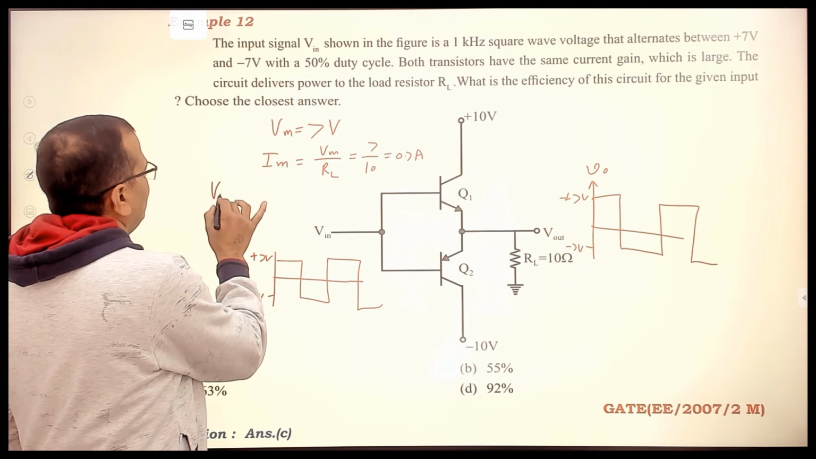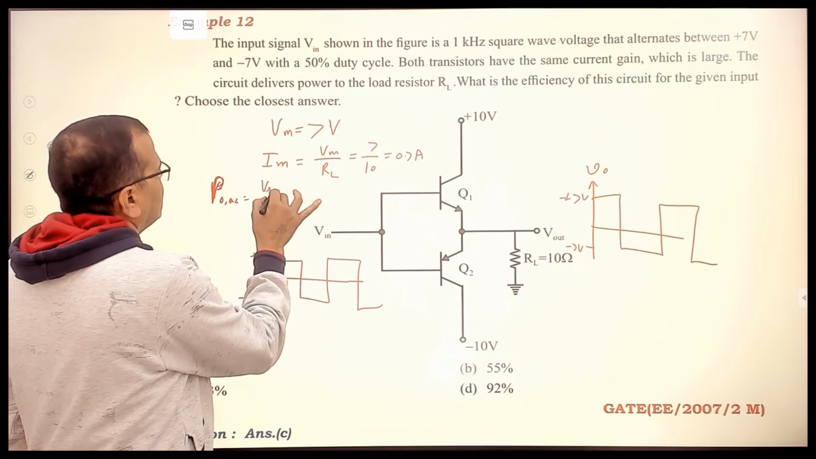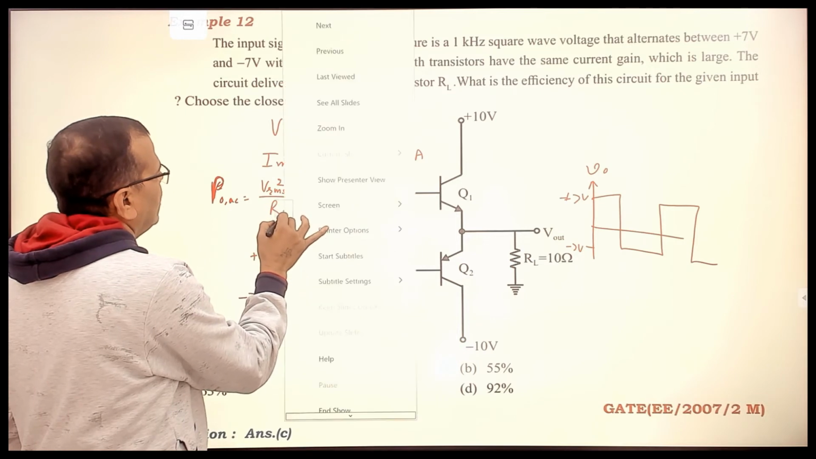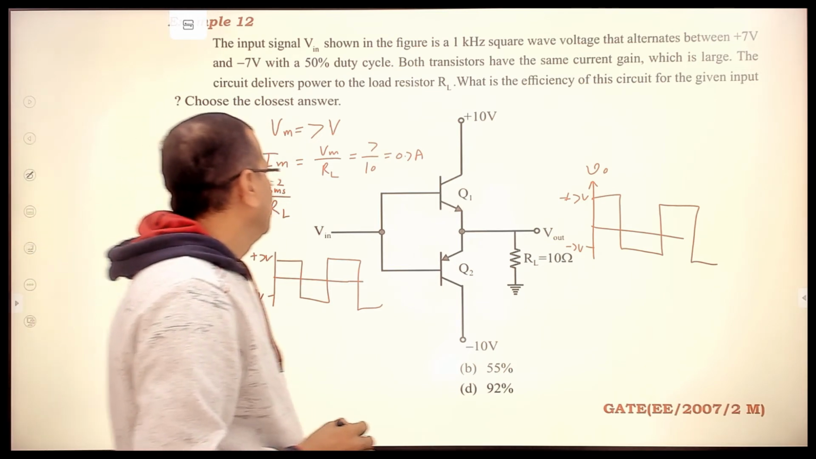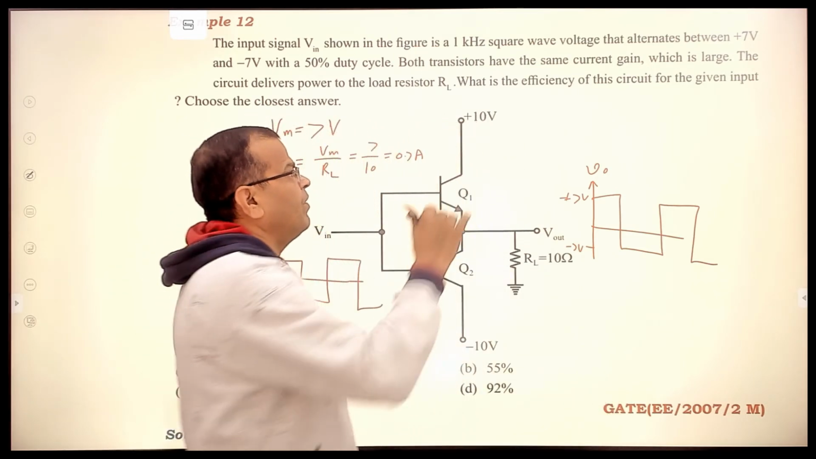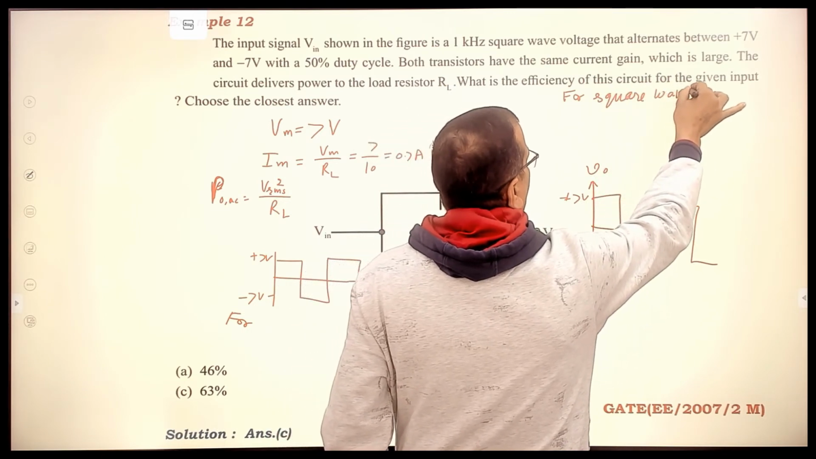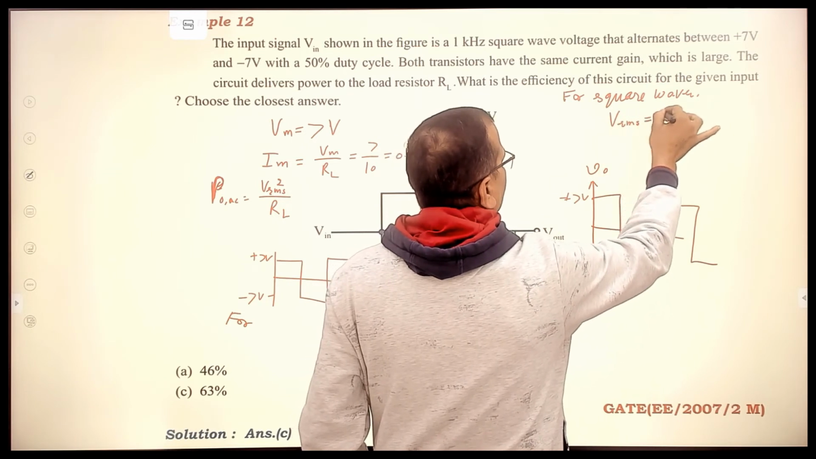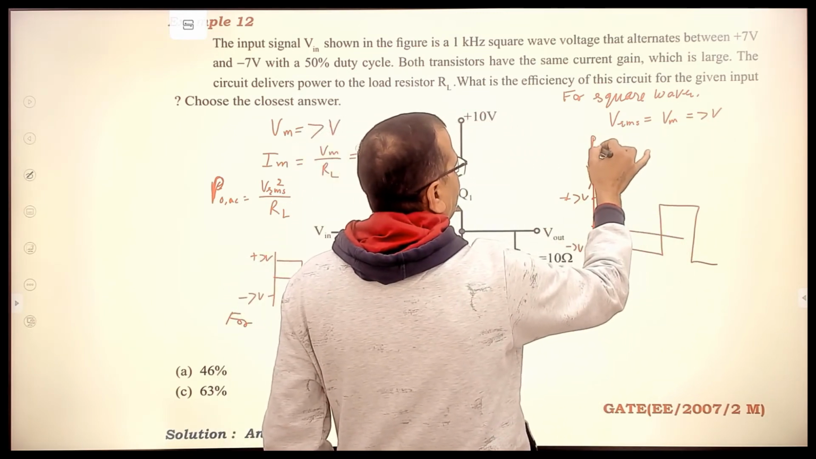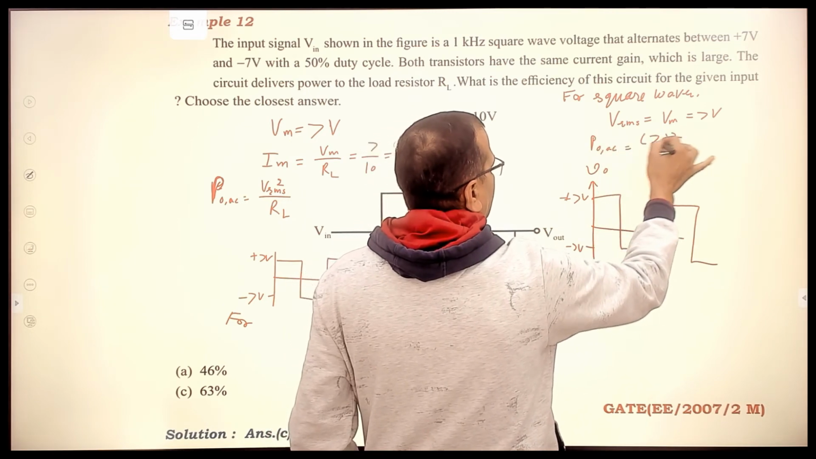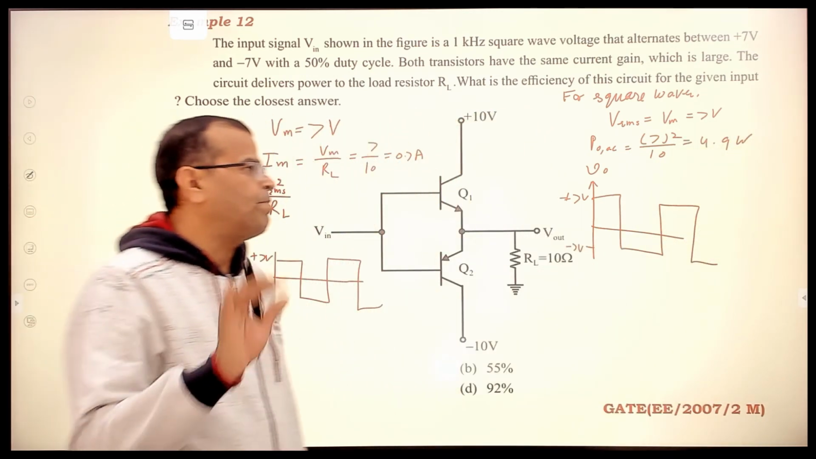Now, what is the AC power drawn? The output AC power, P naught AC, will be equal to VRMS square upon RL, right? Now, we know for a square wave, remember this thing, the RMS value is the same as the peak value. You should remember this. For a square wave, the RMS value is the same as the peak value, so this is 7 volt. So the output AC power will be 7 square by how much? 10, and that is 4.9 watt. That is the output AC power.